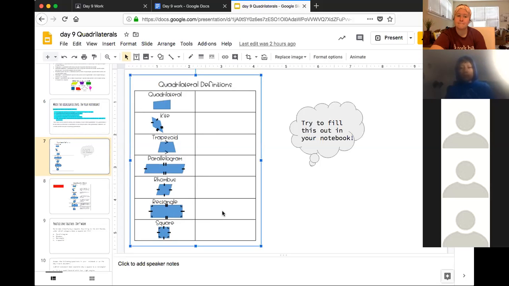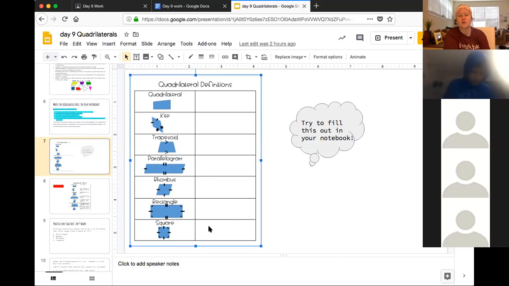It's a parallelogram. Okay, great. What else do we know about it? The top and bottom are parallel, and the sides are parallel. So there's two sets of parallel lines. What do we know about the angles? They're all right angles.